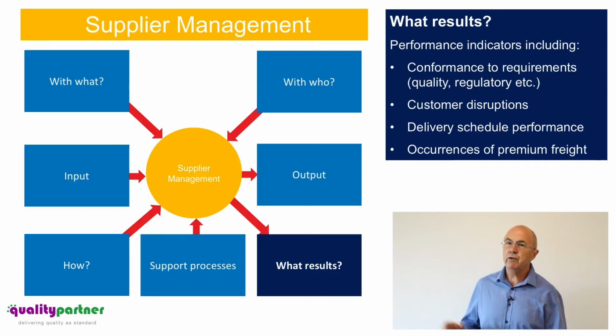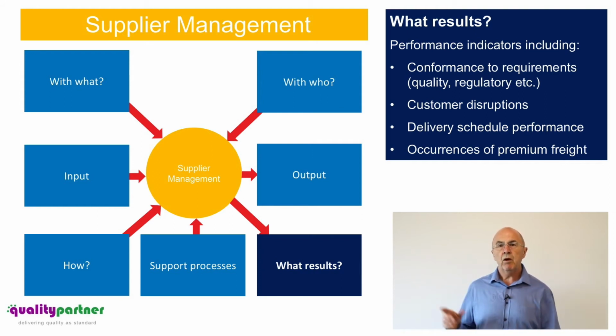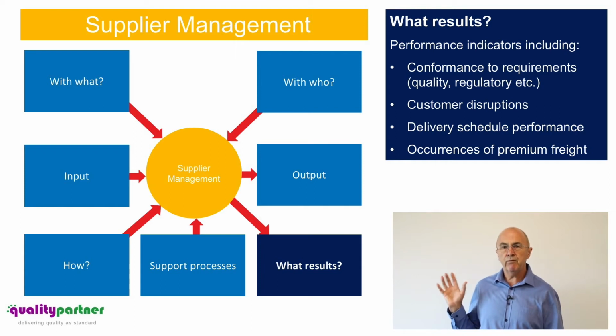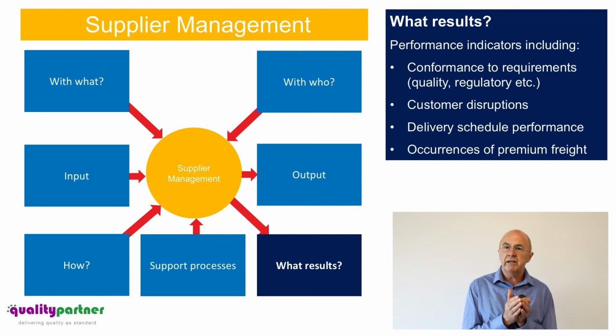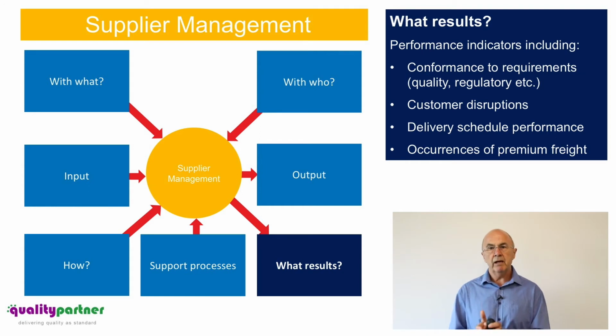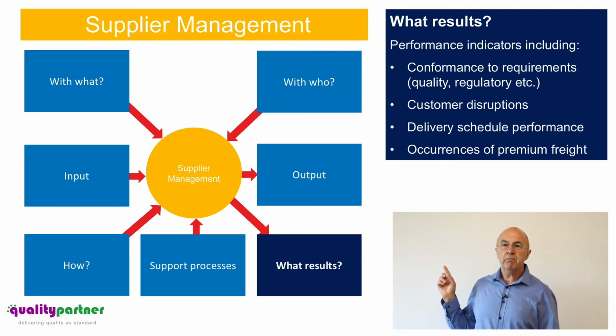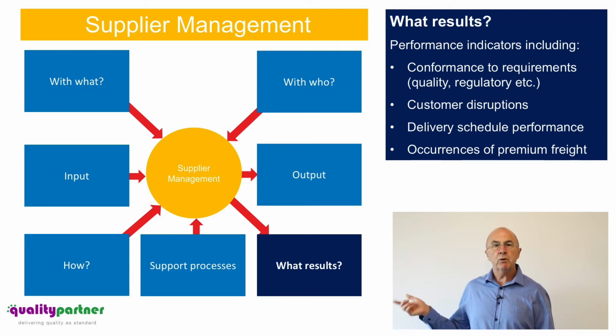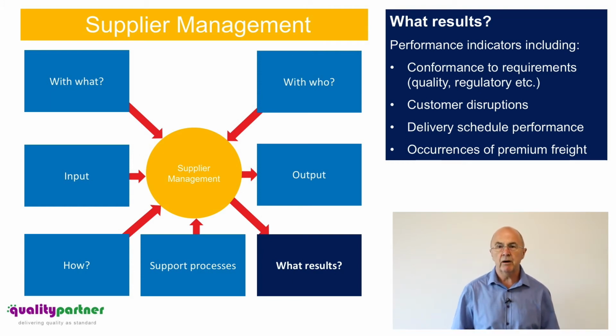So let's think about the results of supplier management. What results are we trying to achieve? Well, obviously we want supplier conformance to the requirements. So we want suppliers to provide products that are to the quality requirements that we've defined that also meet applicable regulatory requirements. We want to minimize supplier disruptions so we can minimize customer disruptions.